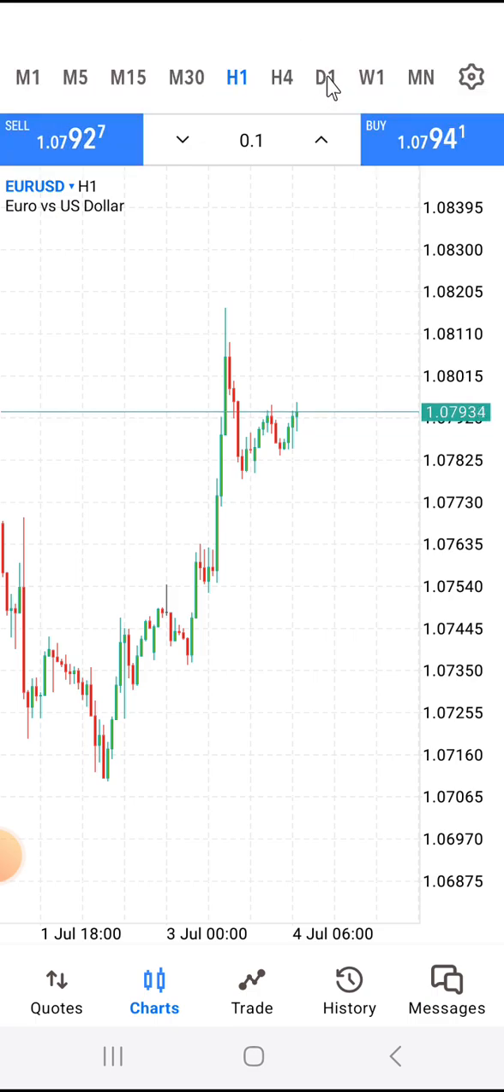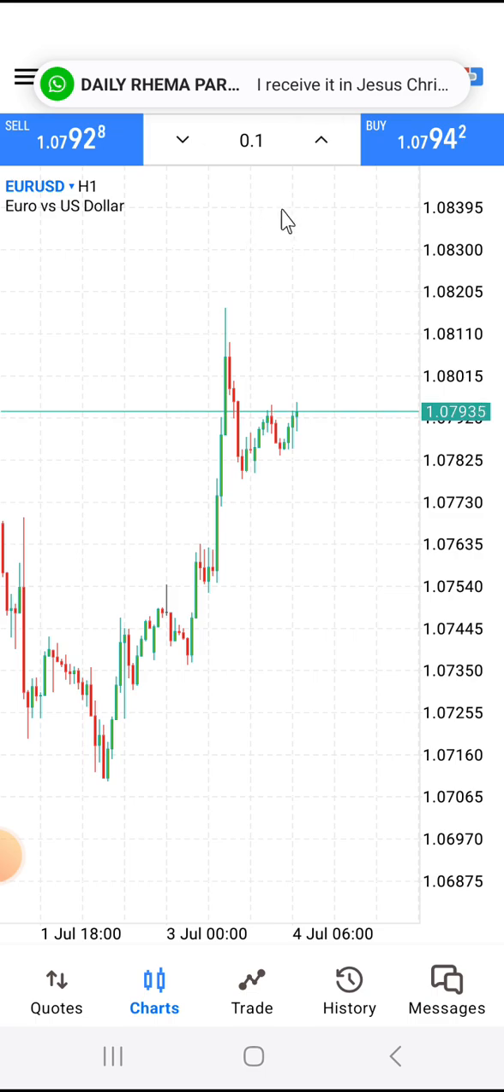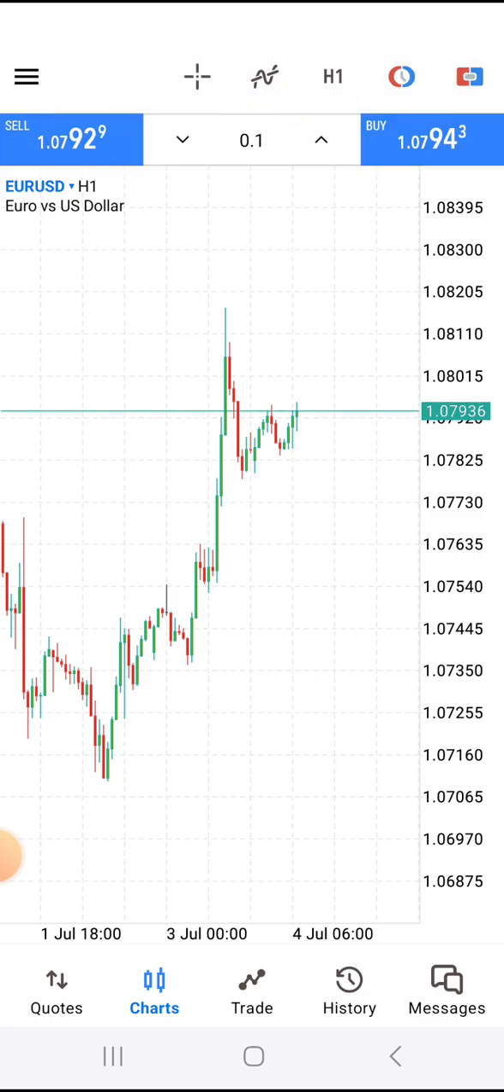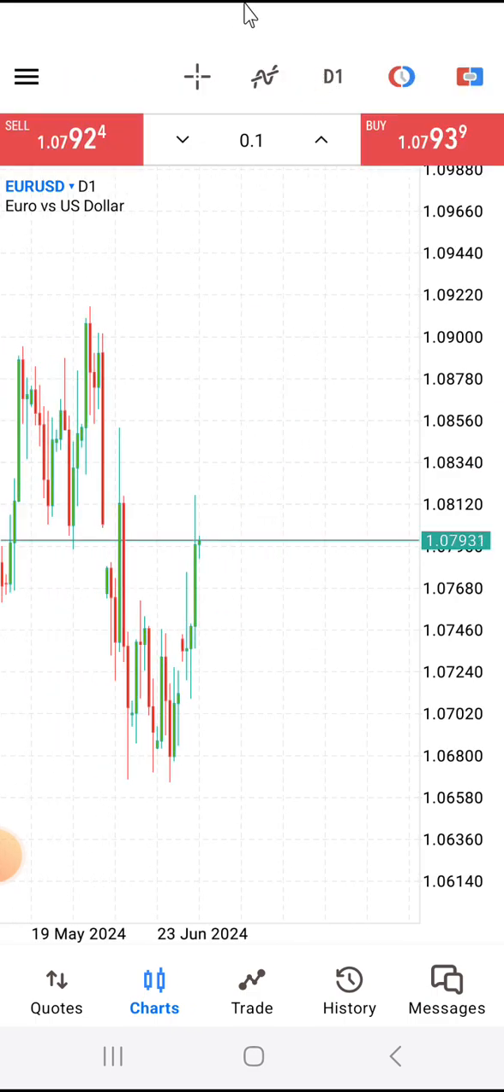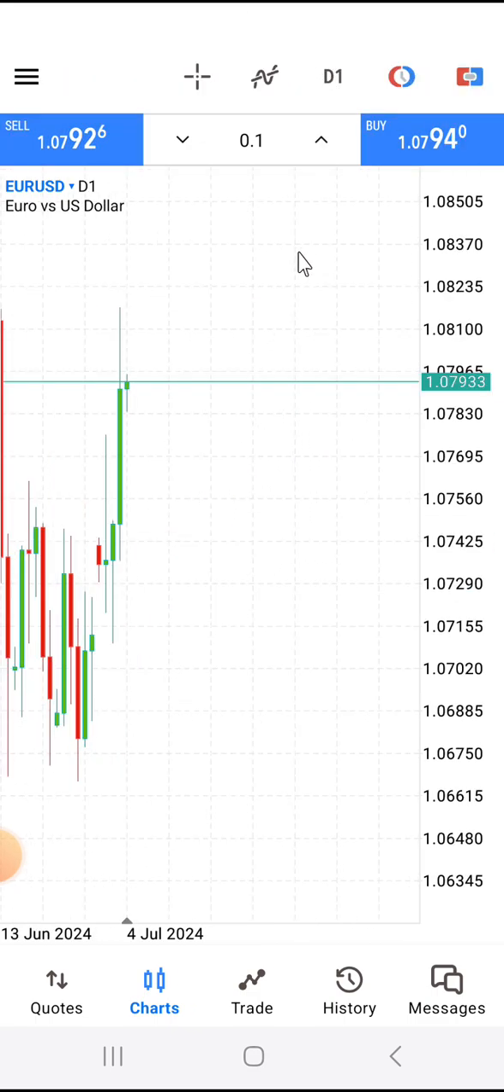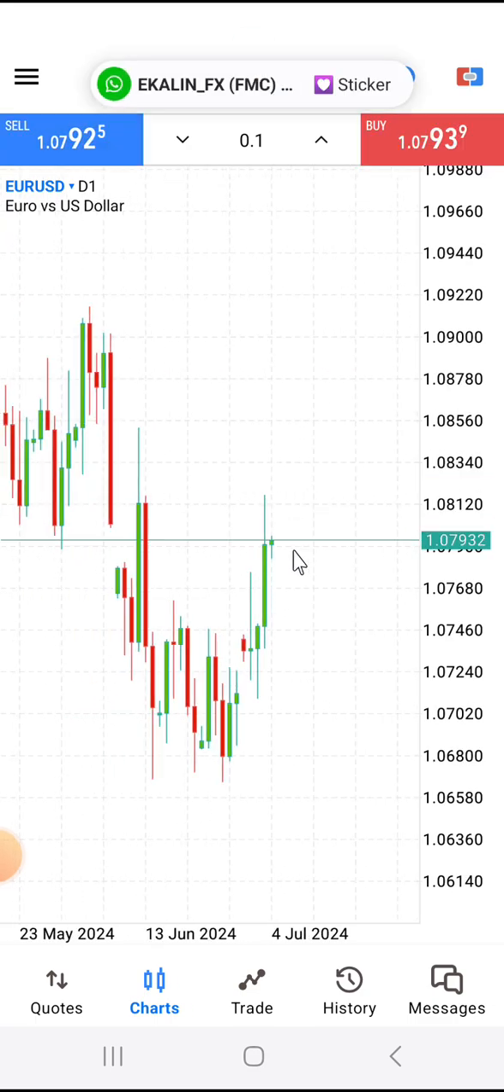We have the daily candle, weekly, and then the monthly. All right, so that is where to change the time frames. Good. So let's do it for a daily time frame. With the daily time frame, when you select it, what it means is that each candlestick you see here represents 1 day.